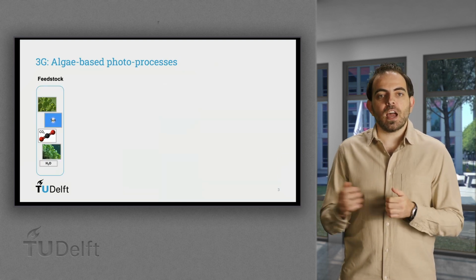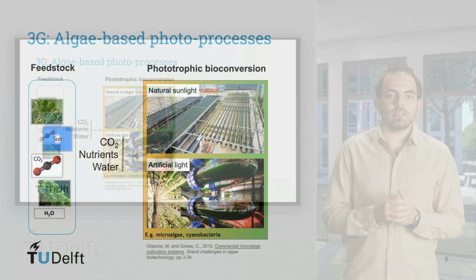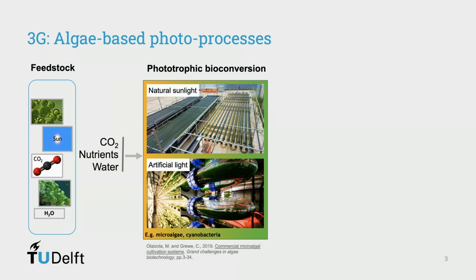First up is generation 3 algae-based photoprocesses. Typically, these processes start with basic ingredients, namely CO2, water, and nutrients, and phototrophic organisms, most commonly microalgae and cyanobacteria. As seen in the previous lecture, either natural light or artificial light is used to drive the process as energy source for the organism. Several types of photobioreactors are used and are being developed, with here in the picture tubular photobioreactors as example. Open photobioreactors or open pond systems are also used, which are cheaper but more easily subjected to contamination.